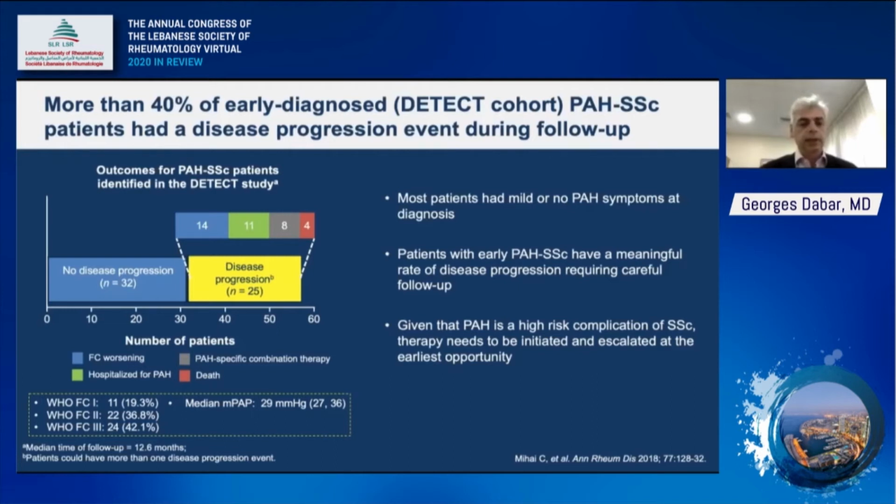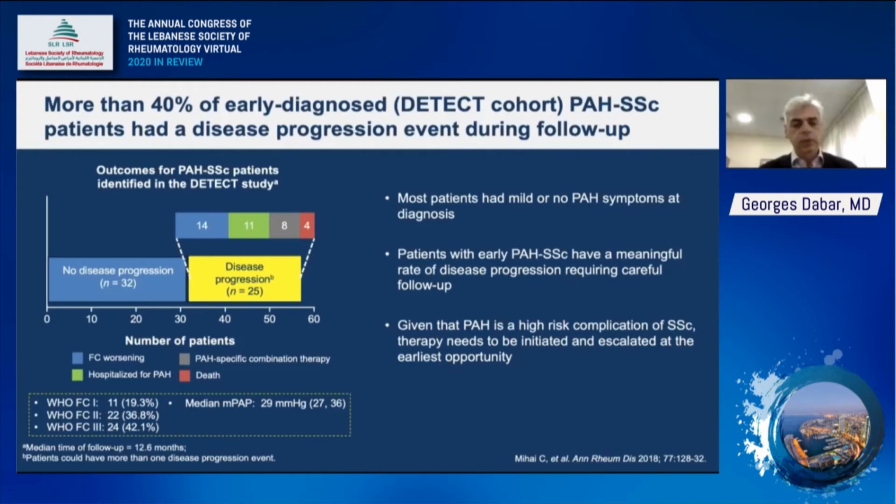They can be hospitalized for pulmonary hypertension, or they can have sudden death or mortality. And this is looking at around 55, 57 patients, and when they looked at them in the DETECT cohort, some of them were at functional class 1, that was the minority. The bulk of them were functional class 2 and 3, 36% and 42%. So most patients had mild or no pulmonary arterial hypertension symptoms.